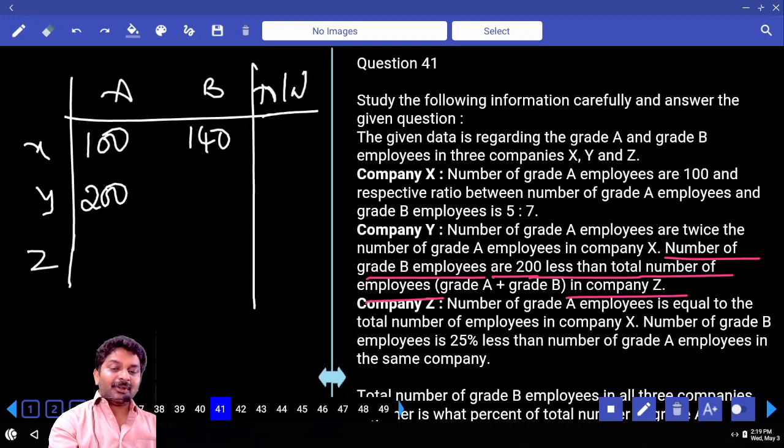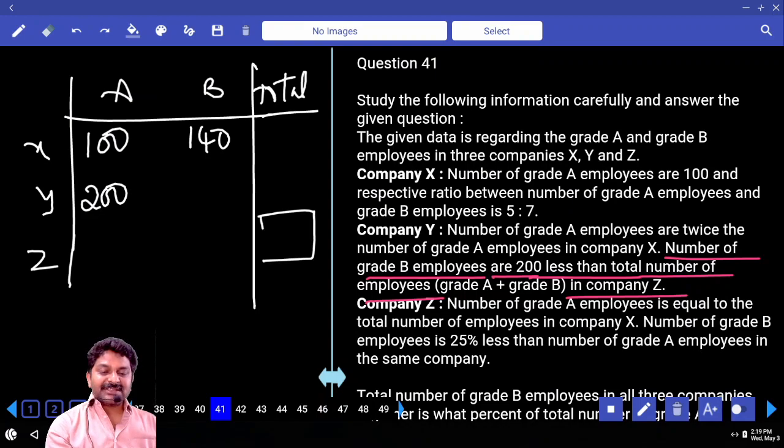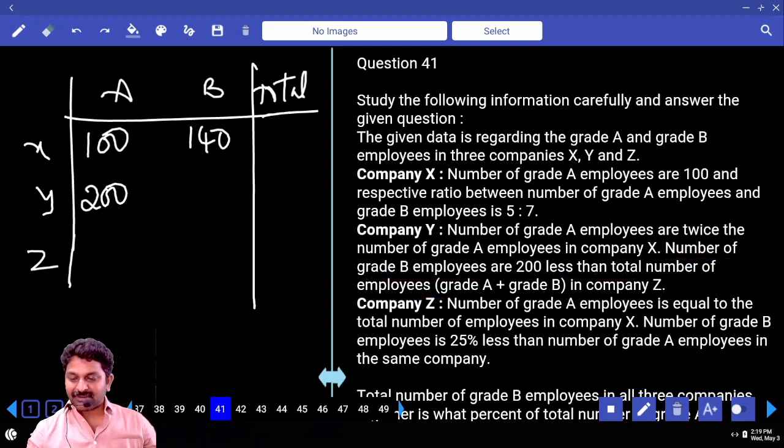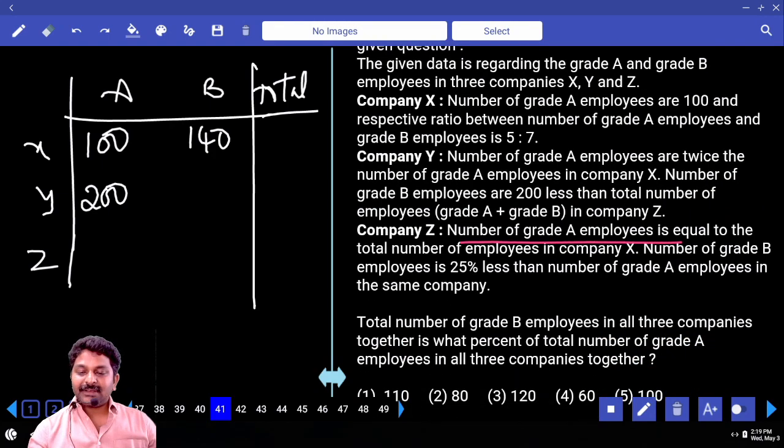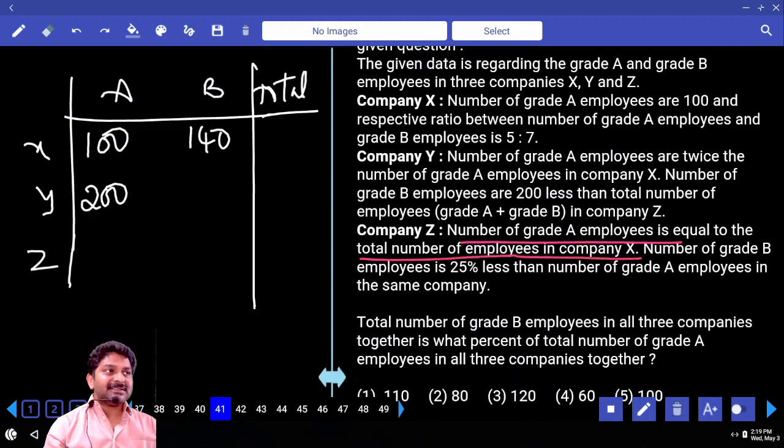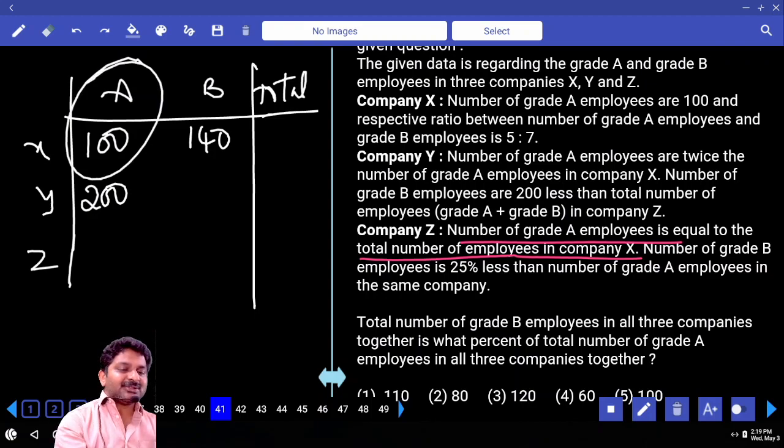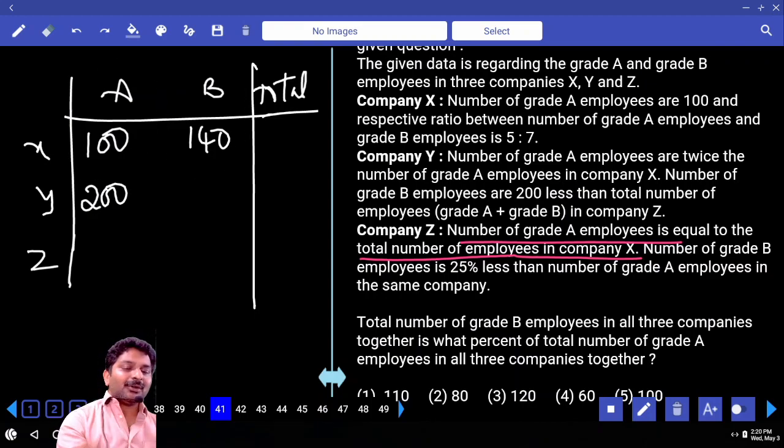That means they are talking about total also. In company Z, whatever the total we have, with respect to that, the B value in Y will be 200 less. So let's not fill that gap because we don't know that number. Number of grade A employees is equal to number of employees in company X. They are talking about company X, number of employees. Should we take grade A, B, or total for number of employees? It must be total only.